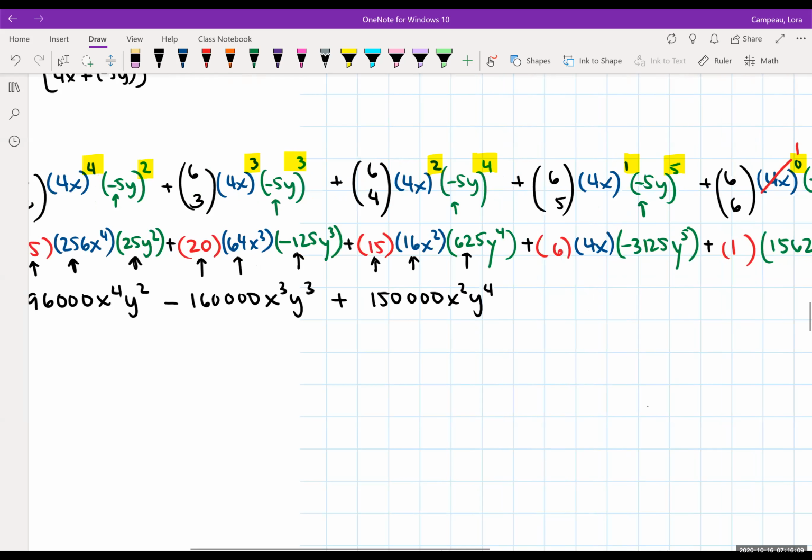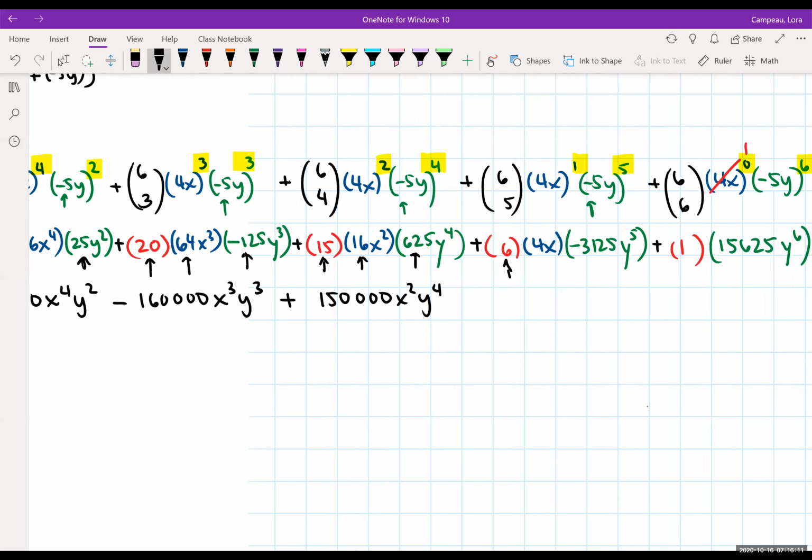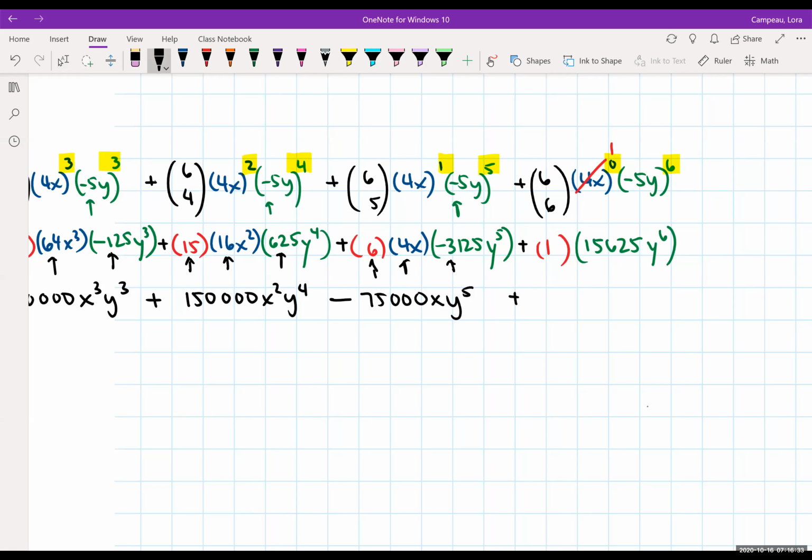plus a negative. Positive times negative, that makes that minus. I'm looking at 6 times 4 times 3,125. That's leaving me with 75,000. And I have x times y to the fifth. And finally, the very last term is positive 15,625, and we have y to the sixth.